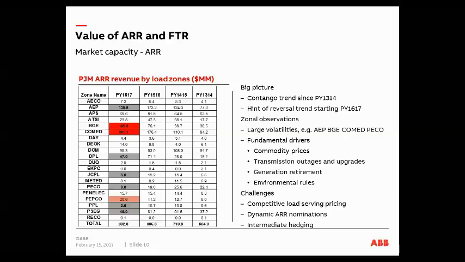Some intermediate hedging may become necessary because from year 1 to year 2, if you look at ARR as an asset, the value will change dramatically if you don't do any hedging. So you will just sit there observing the trend.